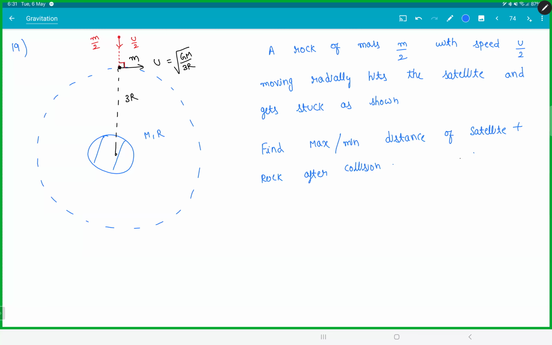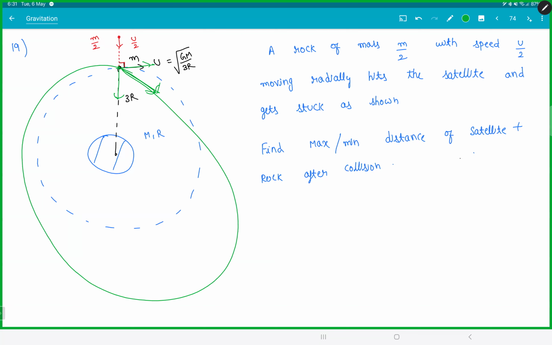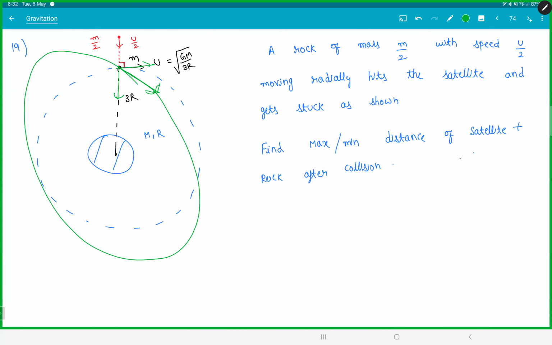Tell me one thing. After collision, do you think it will still go in a circle? When you collide here, this is the horizontal speed. It will collide like this, so it will get some velocity in this direction, right? Do you think it will still go in a circle? From here, it will start going in some kind of an elliptical orbit. The circle becomes an ellipse. You're getting that? It will start going in an elliptical orbit.